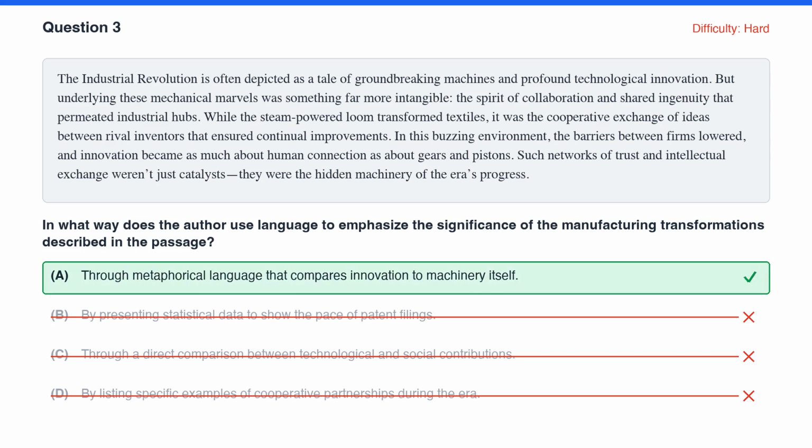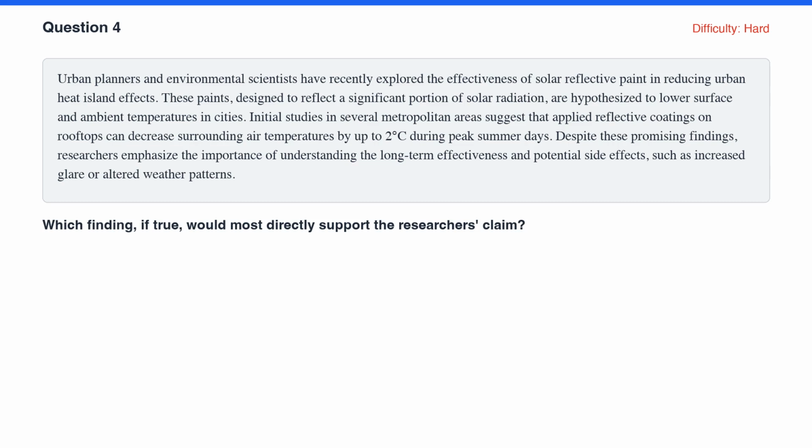Choice A is correct because the author leans on metaphorical language, calling networks of trust and intellectual exchange the hidden machinery of the era's progress. By framing human collaboration in mechanical terms, the author elevates intangible cooperation to the same significance as gears and pistons. Question 4 of 25.